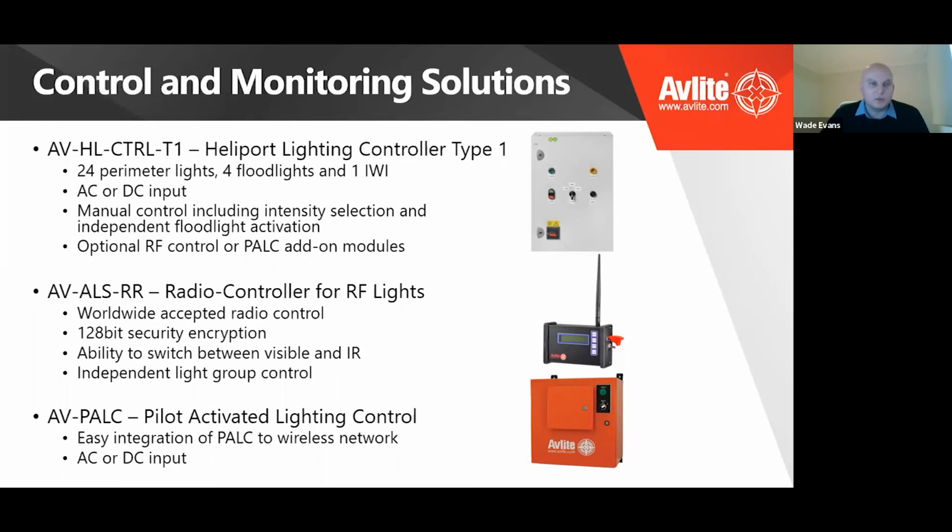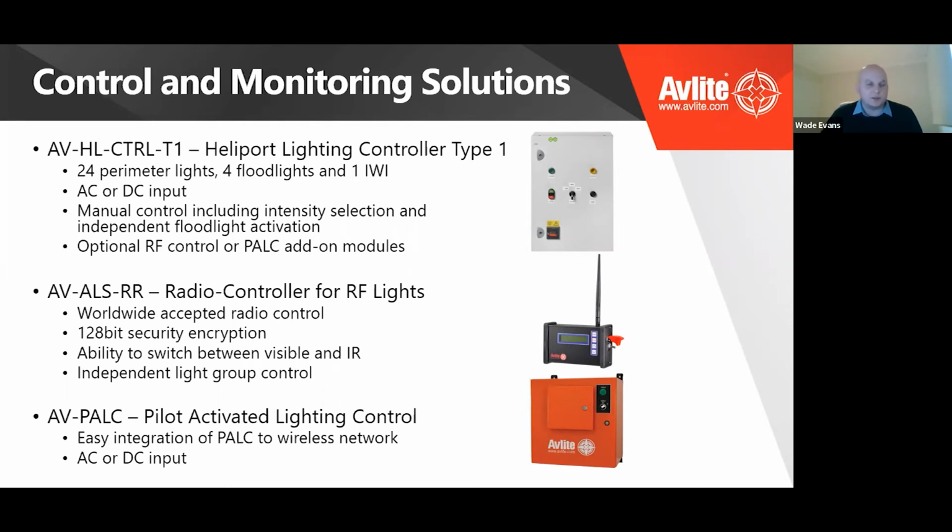It also can be complemented by optional RF control or PALC add-on modules. The RF control can be both input and output, so the system itself can actually receive a control from a handheld controller to activate the rest of the system, or the primary controller can actually activate solar systems or other RF controlled devices as well. Obviously, PALC is a key criteria for most helipad applications, so it services that add-on modularity and that add-on functionality as well. This is supported by the ALS-RR, a radio controller for RF lights.